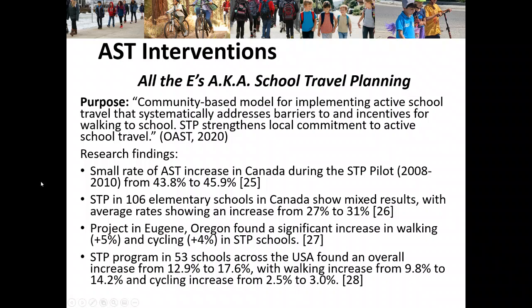So for instance, showing an increase in AST during the pilot of school travel planning from 44% to 46% is a big win when we're talking about 30 schools or 24 schools, whatever was part of that pilot. Showing a 4% increase in 106 elementary schools in Canada is a win. That's a great thing. And then showing the big one down here in 53 schools across the U.S., they found an overall increase from 13 to 18% and from 9.8 to 15%. These are fairly decent numbers when we're talking about a large population from different schools across the nation.